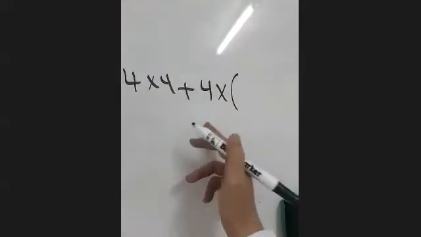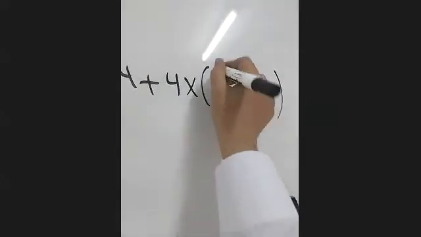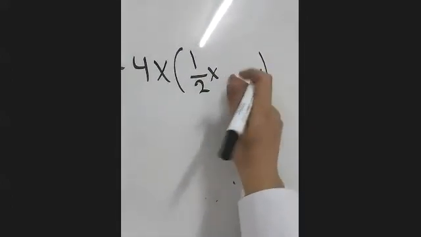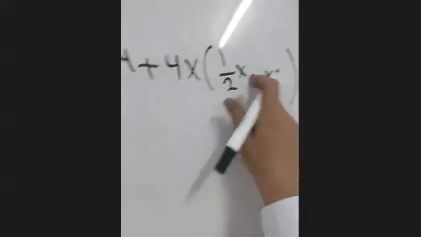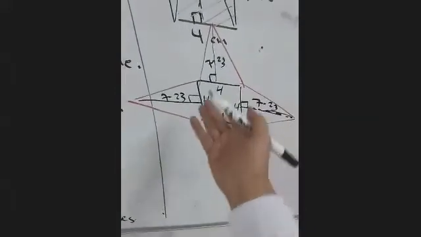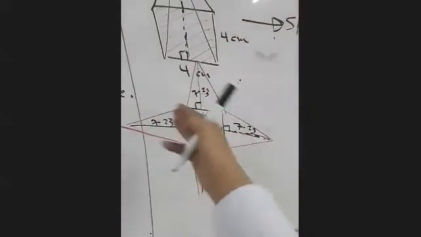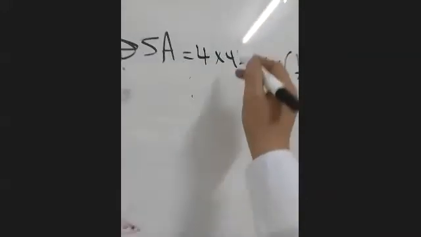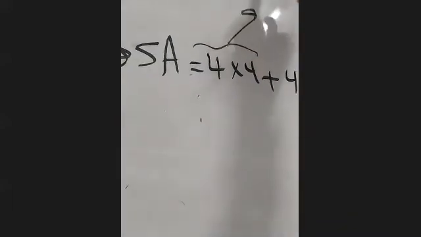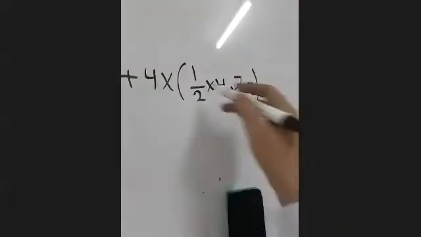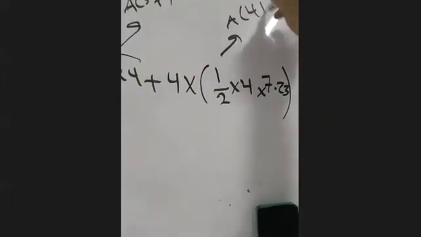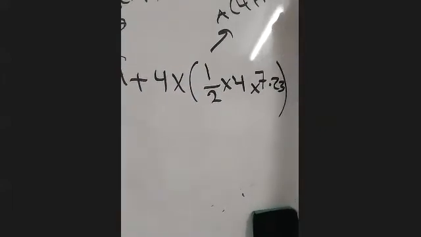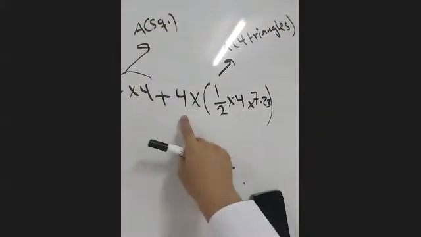So here 4 multiply area of a triangle which is half multiply BH, base multiply height. What's the base of the triangle? 4. The base is 4 and the height 7.23. So what's this? Area of the square. What's this? Area of the 4 triangles together. Not one triangle, I put the 4 triangles.